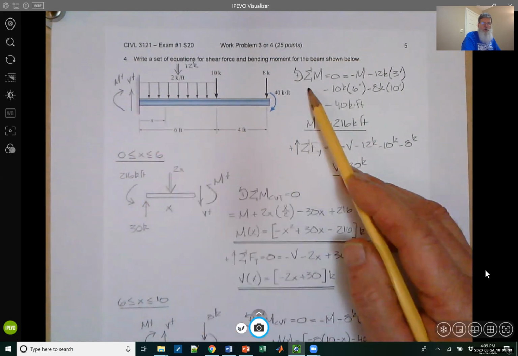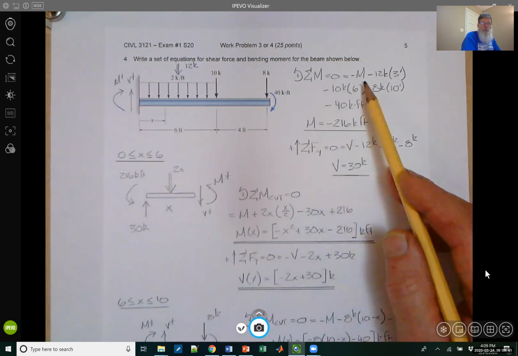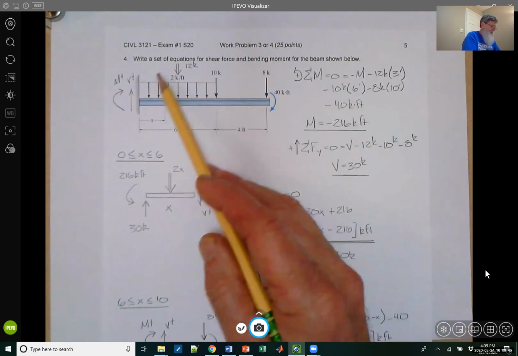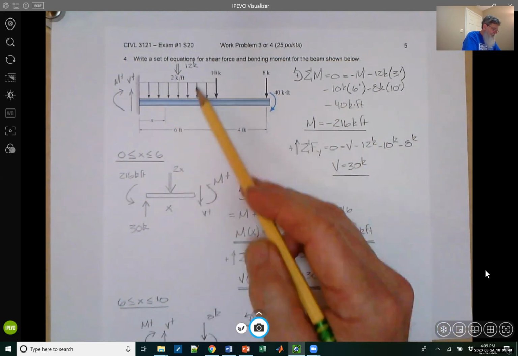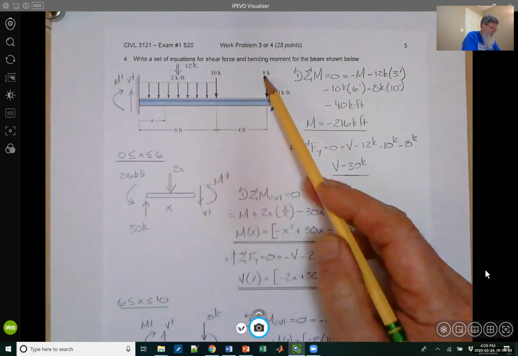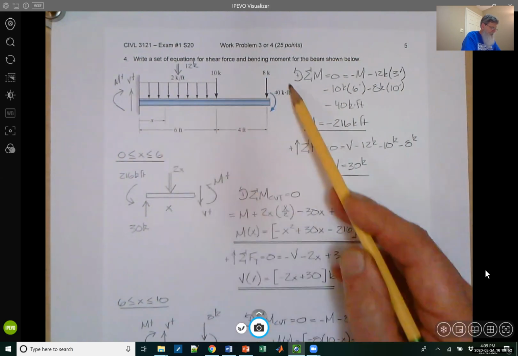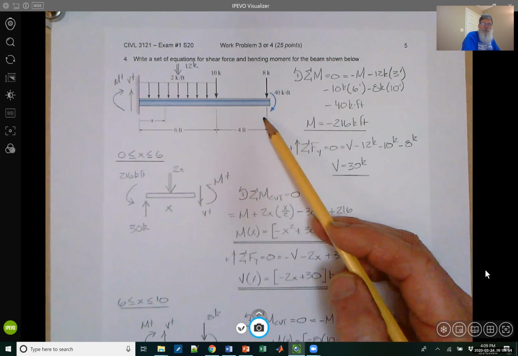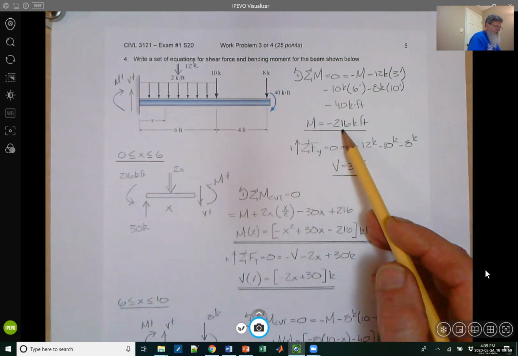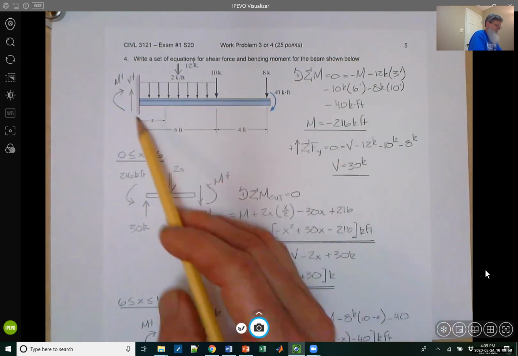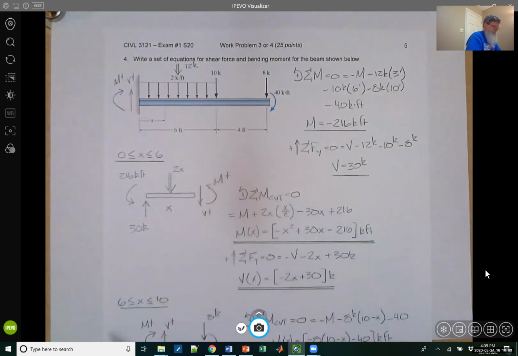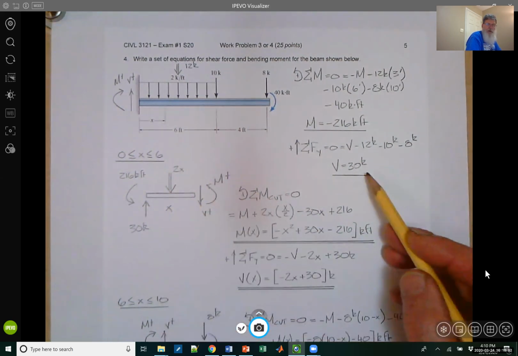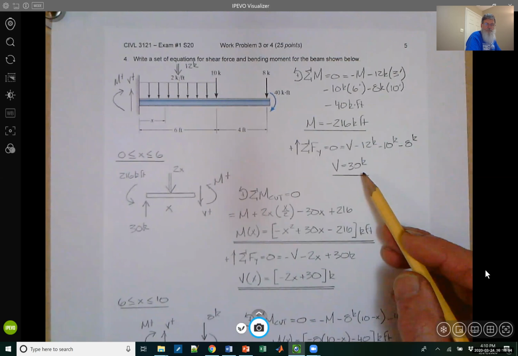So I sum moments. There's my unknown moment, and there's the moment for all the different components. The force here, the additional 10 kip force at 6 feet, there's an 8 kip force at 10 feet, and then the moment at the end. So I got a negative bending moment of 216 kip feet. That seems reasonable. The whole beam is in negative bending moment, and there's my reaction. Again, seems reasonable.